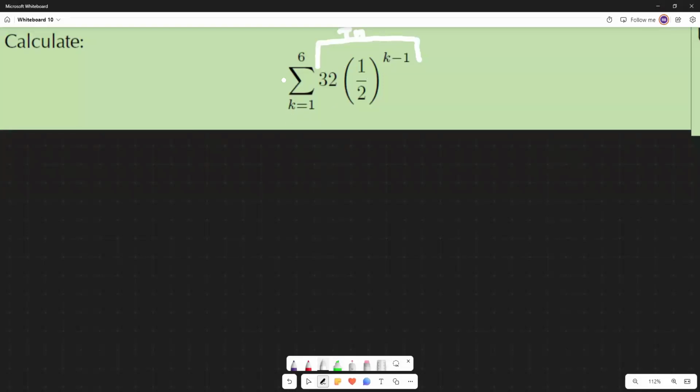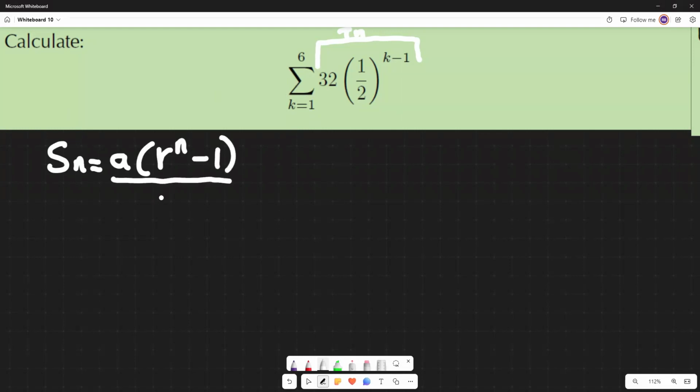So let's analyze this pattern. They're saying we need the sum. Remember, sigma means sum. So I already know I'm going to use this formula: Sn equals a(r^n minus 1) over r minus 1. Because I'm looking for the sum of 6, I mean, from 1 up until 6.